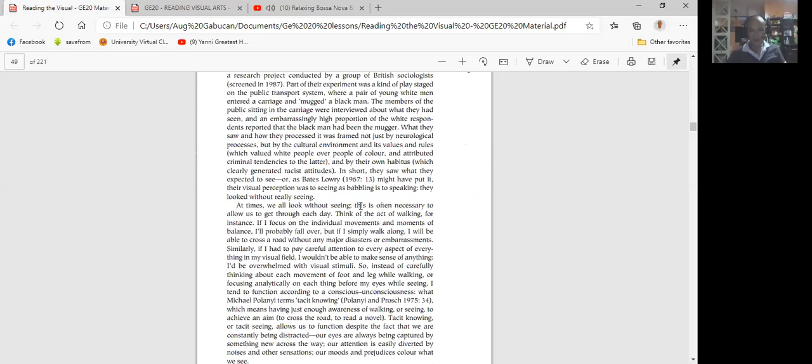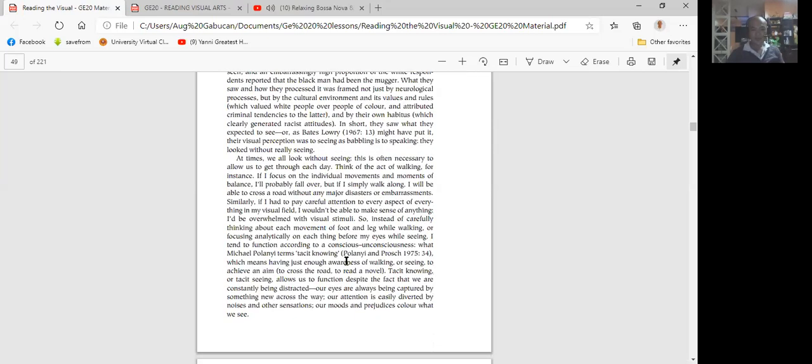At times we all look without seeing. This is often necessary to allow us to get through each day. So most example itong walking. You cannot just focus on individual movements and moments of balance. You'll probably fall over. Mo na siya yung point. Instead of carefully thinking about each movement of foot and leg while walking, we just focus analytically on each thing before our eyes while seeing. We tend to function according to a conscious unconsciousness.